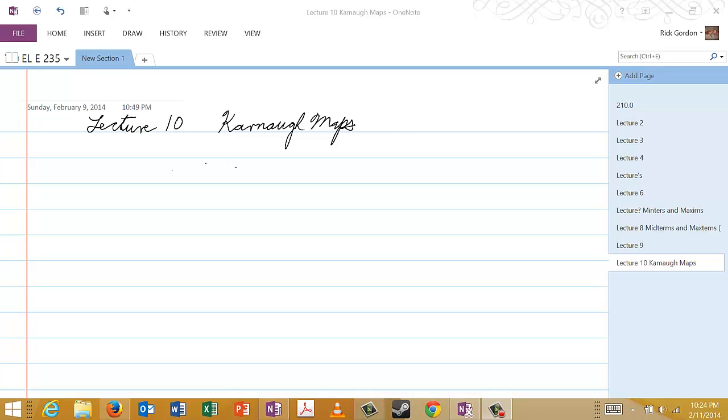Welcome to Lecture 10. In this lecture, we will begin to discuss Karnaugh Maps, which is one of the most important topics in this course. If you're following along in the book, the beginning of the discussion is in Unit 5. Let's start with a little bit of terminology.